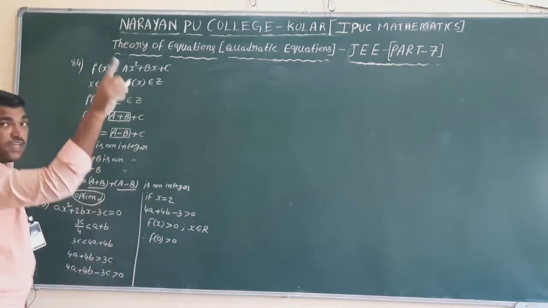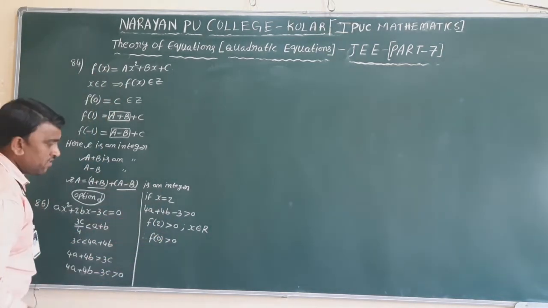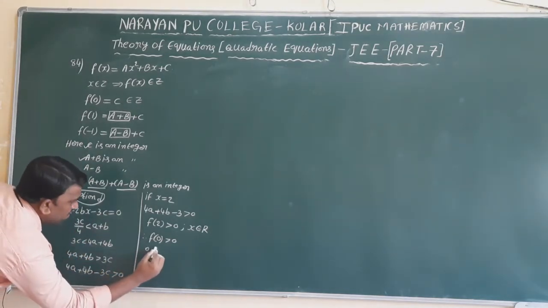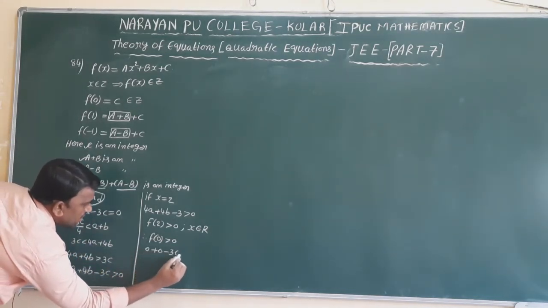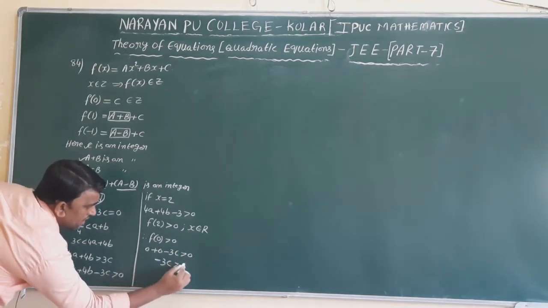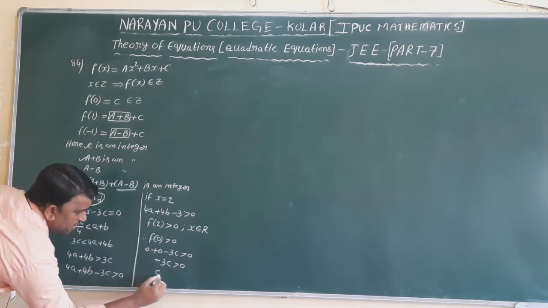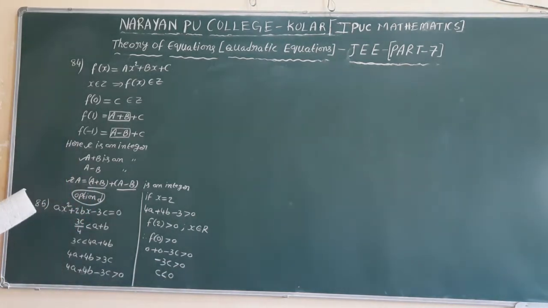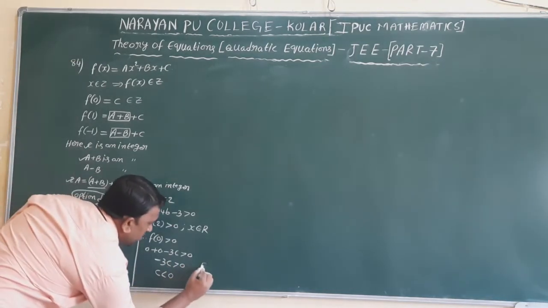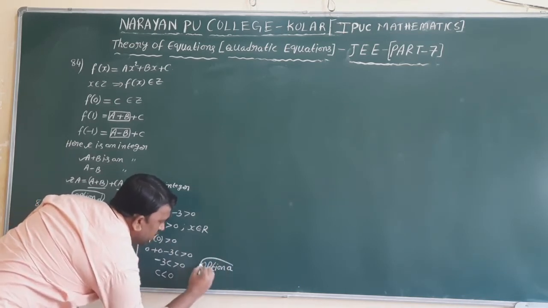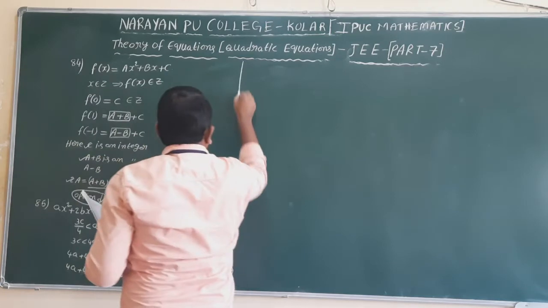Why? Because for any real number f of x is greater than 0. So substitute the x value 0 here. What will we get? 0 plus 0 minus 3c is greater than 0. Minus 3c is greater than 0. Divide by minus 3, c is less than 0. So the inequality is c is less than 0. Option A is the correct one.